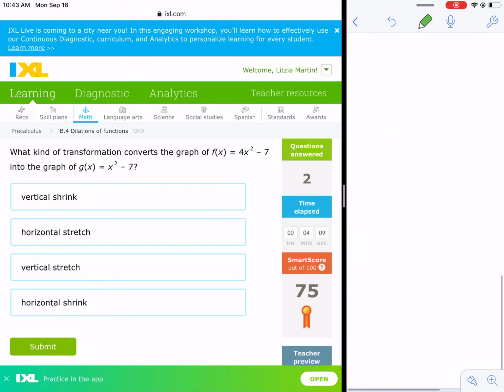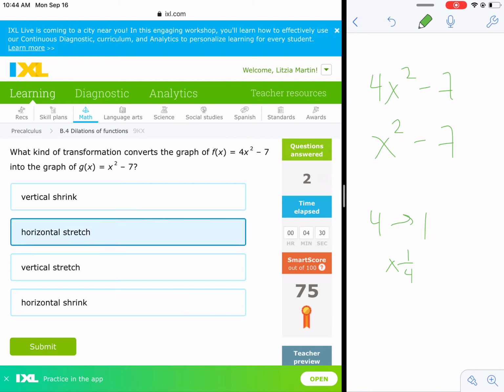All right. Again, we have something similar: x squared minus 7 becomes x squared minus 7. Same idea. The 7s don't change, so we know it's going to be horizontal. We're going from 4 to 1, so we're multiplying it by 1/4 to get there. This is going to be a horizontal stretch.